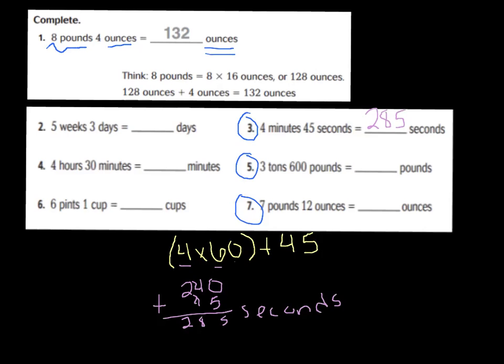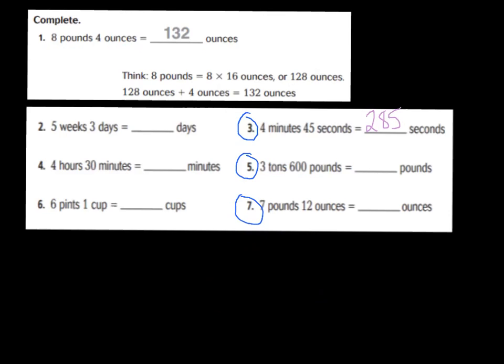Now let's look at number 5. I want you to think. 3 tons, 600 pounds equals how many pounds? So we need to change 3 tons and 600 pounds all into pounds. So go ahead and try this problem on your own, and then I want you to press play when you've gone over the answer.